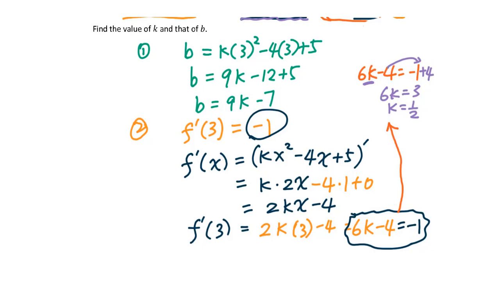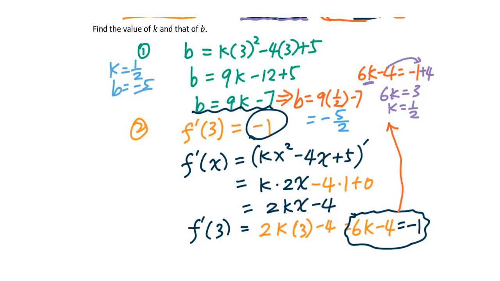Then you can plug into this equation to get b equals 9 times 1/2 minus 7. You will get negative 5 over 2. In other words, we got the answer for k and b. k equals 1/2. b equals negative 5 over 2.